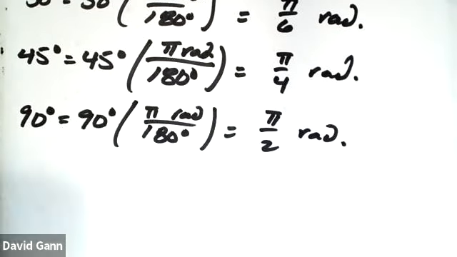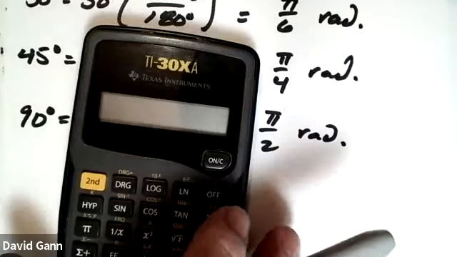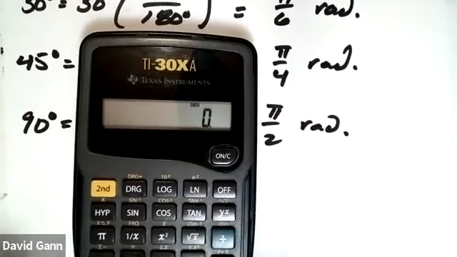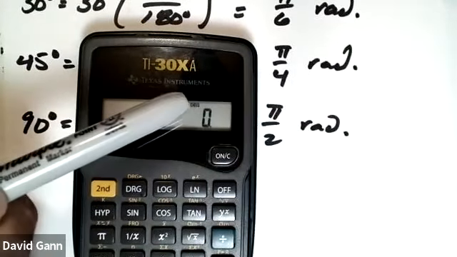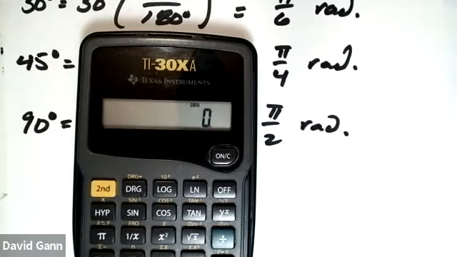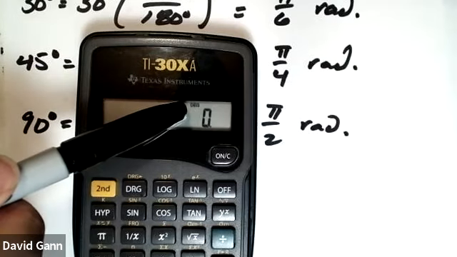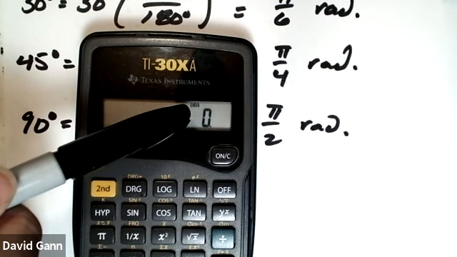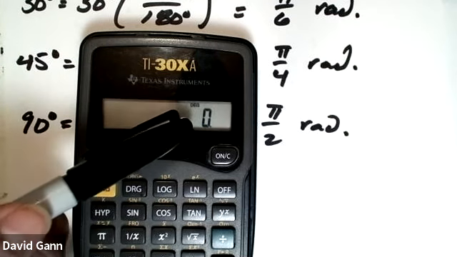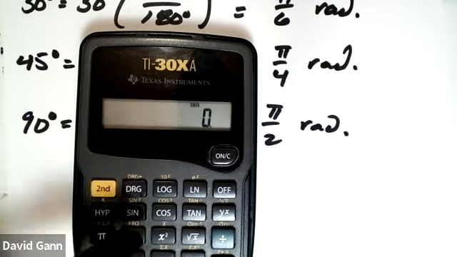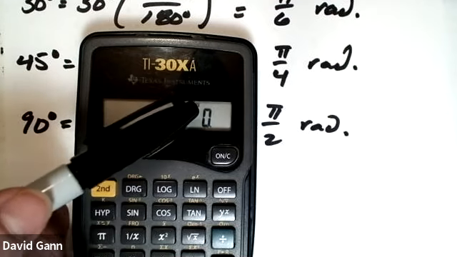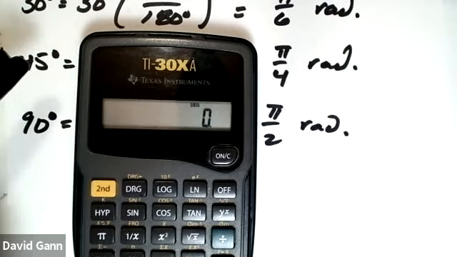And I'm just going to show you real quickly on this TI 30XA that it's a little hard to make out, but right here, this is saying DEG. And that tells you that this is in the degrees mode, which means if I plug in a number and then hit one of the basic trig functions, it's going to assume that that number is in degrees.